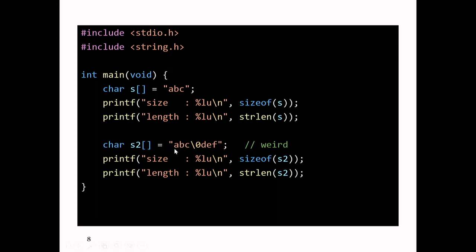You can do something weird like this. I can make a literal, A, B, C, null terminator, D, E, F. The compiler silently inserts another null terminator at the end of this thing here. The size of this string is 1, 2, 3, 4, 5, 6, 7, and then 8 for the extra null terminator. The length of the string, though, is 3. So the compiler just sticks the null terminator at the end of the literal and then makes an array that can hold all the characters, including the extra null.